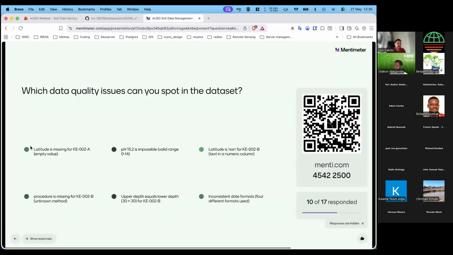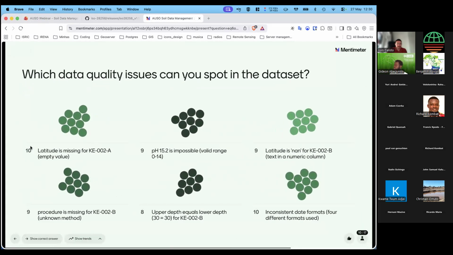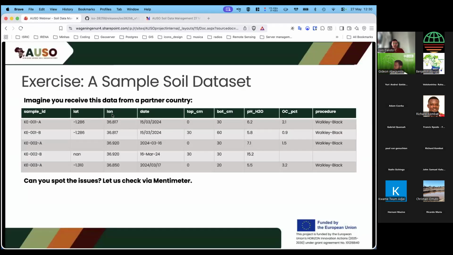Okay, so let's move forward. The correct answer is all of them. So we have all these issues in our data set. I think most of you answered the correct way. So all of these are issues. Let's look at the data. For example, I have missing values of latitude and longitude here.